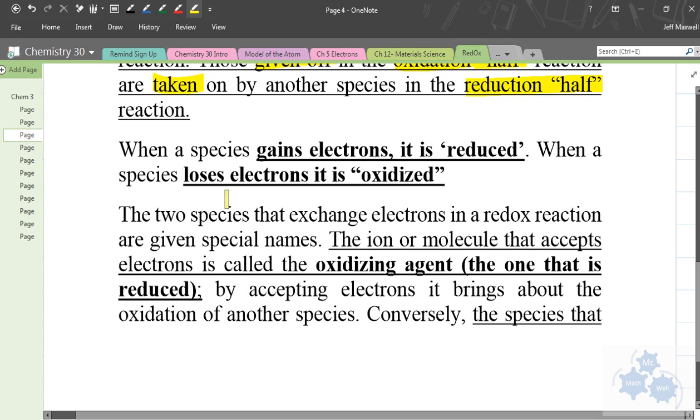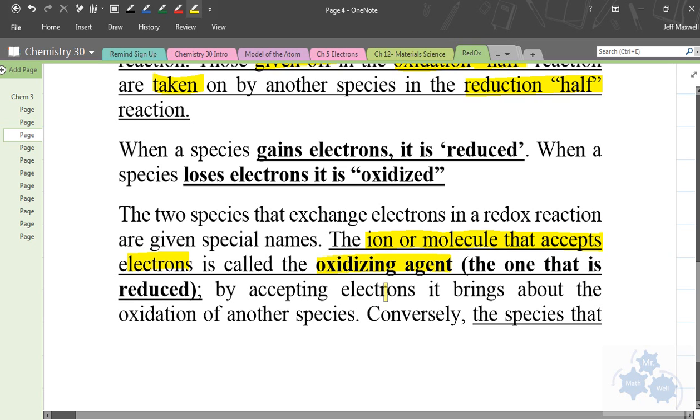Okay? And again, just once again to reiterate, when a species gains electrons, it's reduced. When it loses electrons, it's oxidized. The two species that exchange electrons, and it's going to be either an atom or an ion that is going to give up electrons or take electrons, have special names. So the ion or a molecule that accepts electrons is called the oxidizing agent.